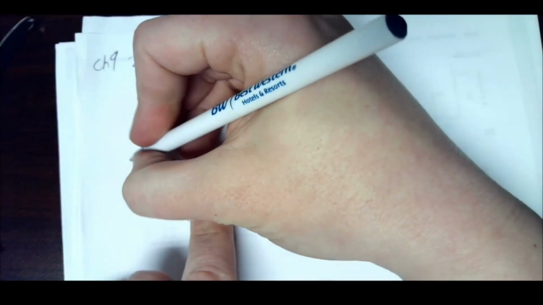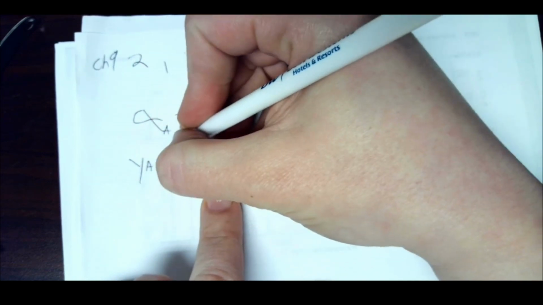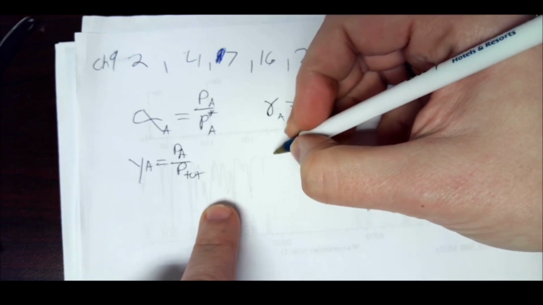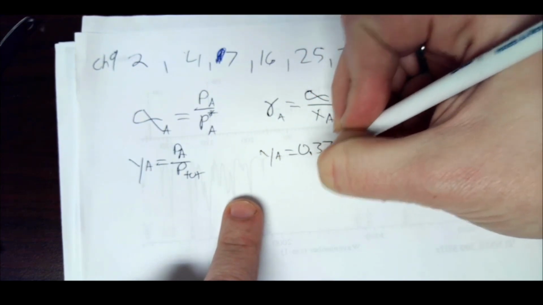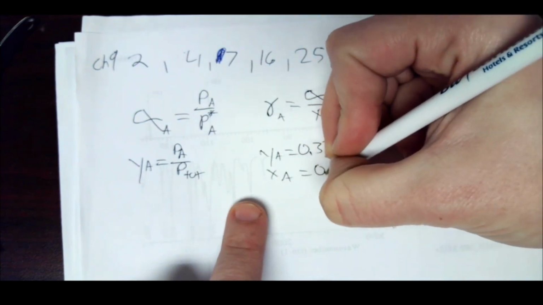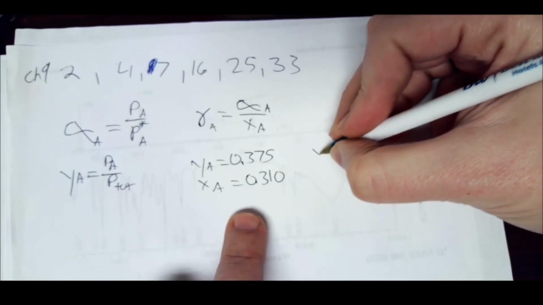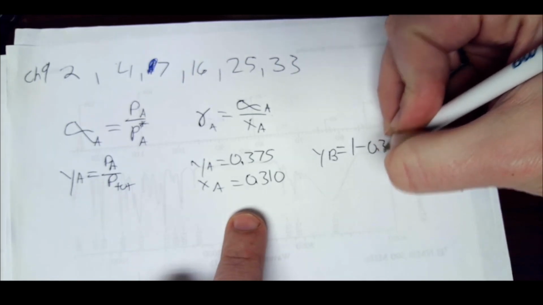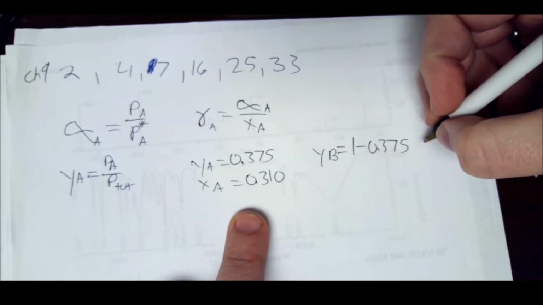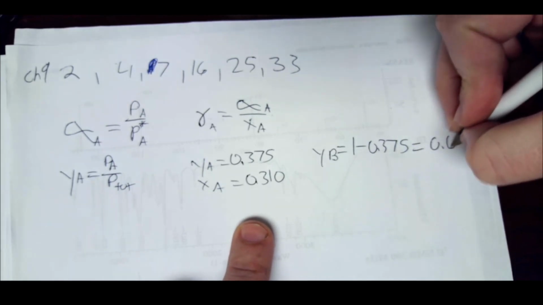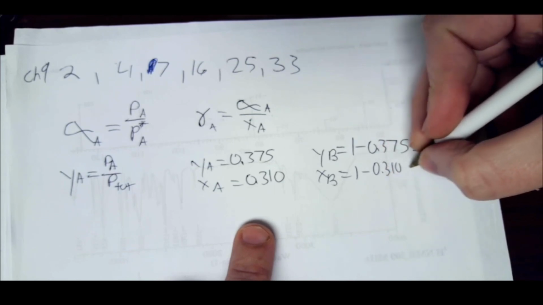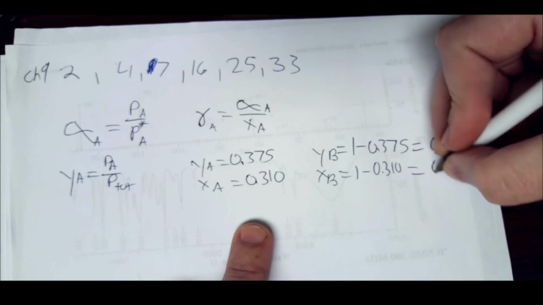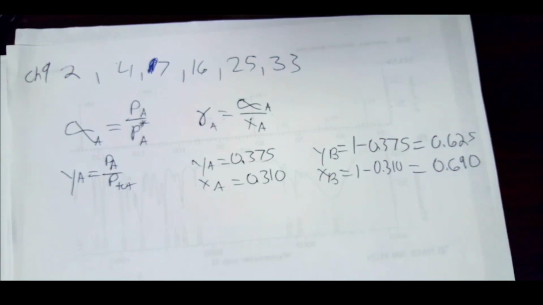we know that the Y of a given compound is going to be the pressure of that compound over the pressure total, and that the Y of A plus Y of B must equal 1, and the X of A and X of B must equal 1. So we know that Y of A is equal to 0.375, and X of A is equal to 0.310. So Y of B must equal 1 minus 0.375, which gives us a Y of B of 0.625. And X of B would be 1 minus 0.310. And so X of B must be 0.690. That's a good starting point.